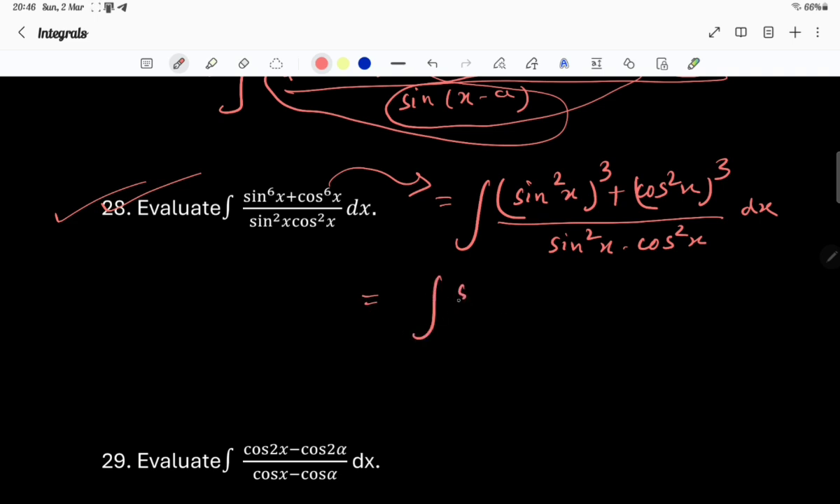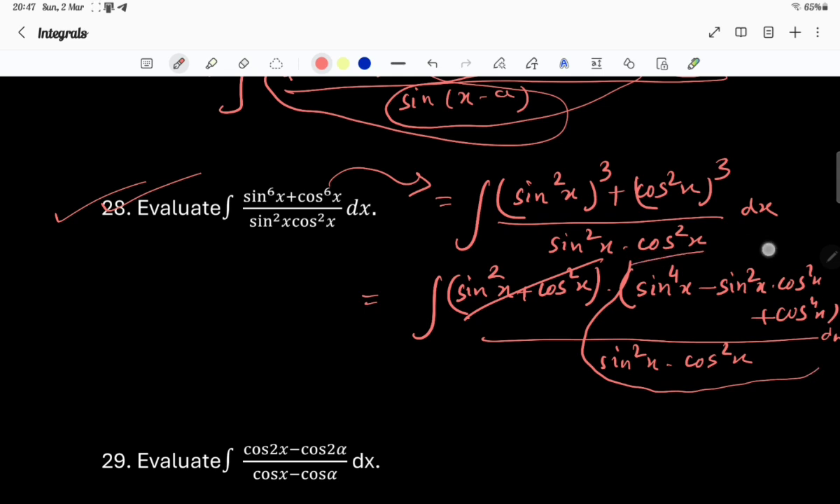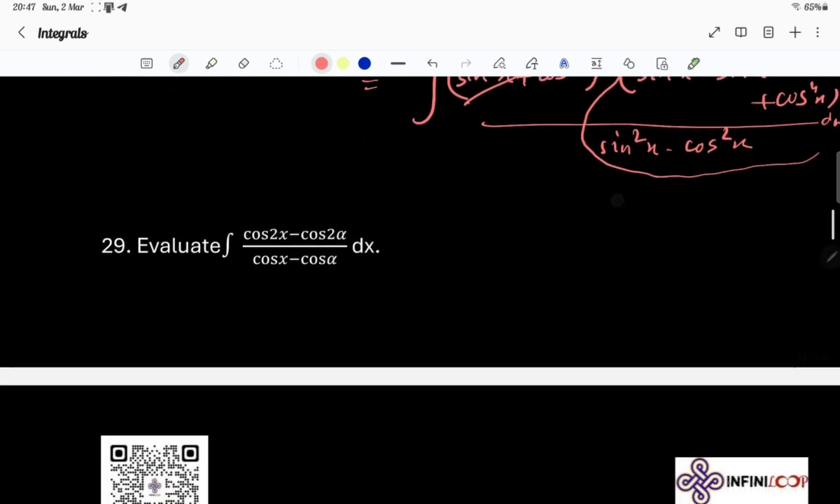Now the a cube plus b cube formula, as you know, is (a + b)(a² − ab + b²). The same formula I am going to apply here: (sin²x + cos²x)(sin⁴x − sin²x cos²x + cos⁴x), and sin²x + cos²x is 1. Divided by sin²x cos²x, dx. Now the 1 gets cancelled out, and you have to think what to do here. It is your homework, okay.